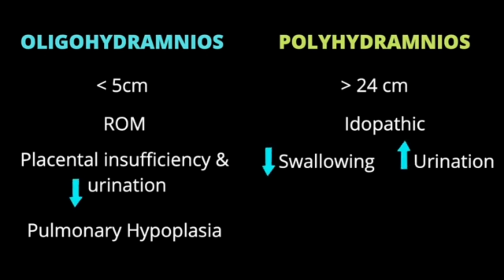The main contributing factors to oligohydramnios include placental insufficiency and decreased urination. While for polyhydramnios, that includes decreased swallowing and increased urination. The very high yield association that we must remember for oligohydramnios is pulmonary hypoplasia, which is a part of the Potter sequence. And that brings us to the end of this video.